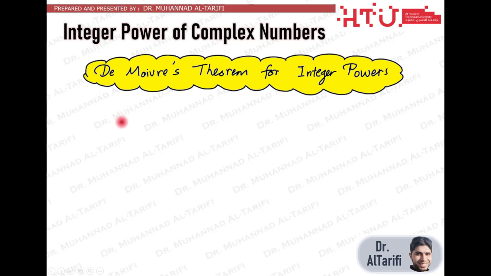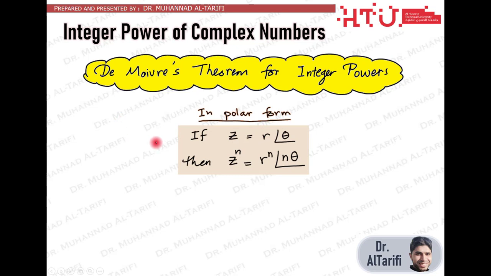It says that if we have a complex number in polar form with modulus of magnitude r and phase of argument theta, then the nth power of this number is another complex number with modulus r to the power n and argument theta times n. Remember that the power n should be an integer for this theorem to be applicable.